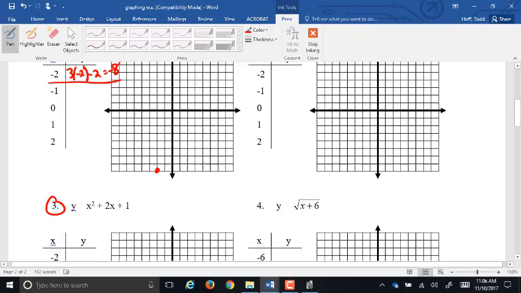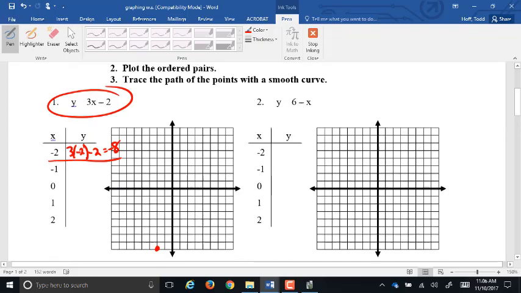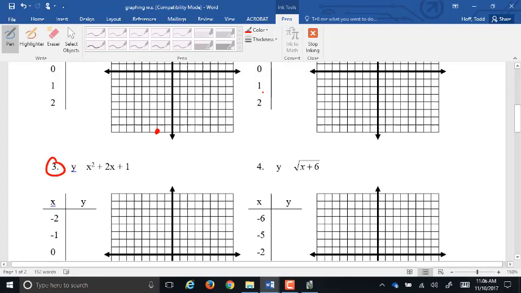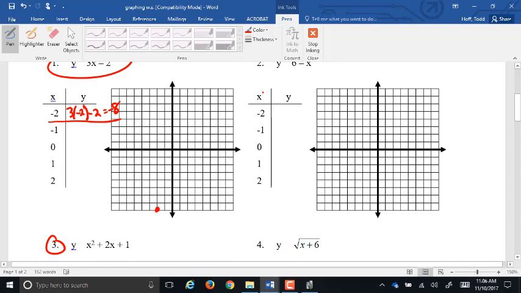I will leave this up here for anybody that didn't get their sheet printed off. If you want to copy down the first couple equations and work on them, if you need me to scroll down for you, let me know. Sure. 1, 3, 6, 7, and 8.